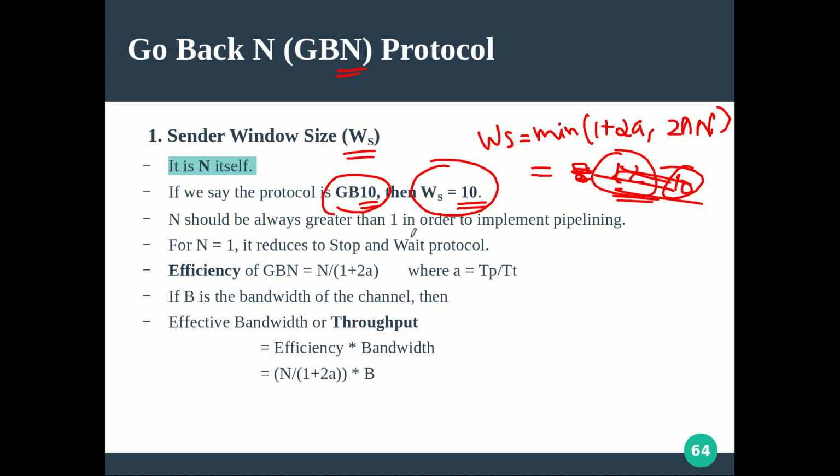And N should always be greater than 1, because if it is 1, it simply works as stop and wait. So in order to implement pipelining, N must be greater than 1. If N is equal to 1, it reduces to the normal stop and wait concept, and there is no pipelining at all.